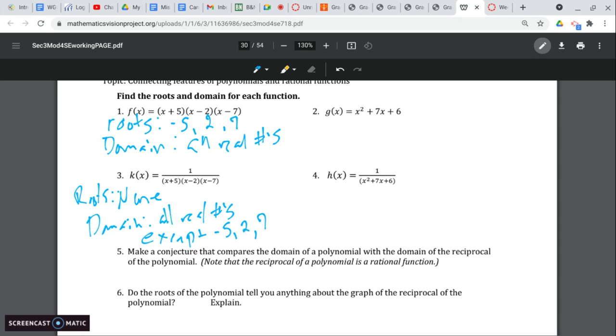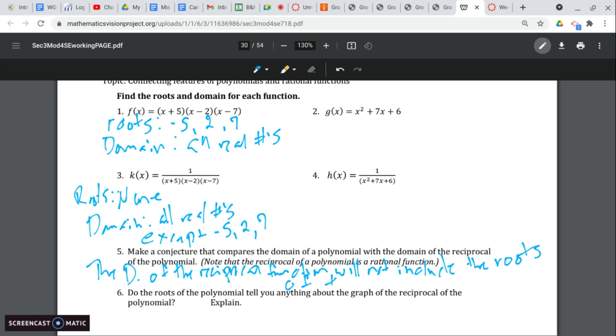Make a conjecture that pairs the domain of a polynomial with the domain of the reciprocal of the polynomial. Note that the reciprocal of a polynomial is a rational function. The domain, I'm just going to put D, of the reciprocal function will not include the roots of the original function.